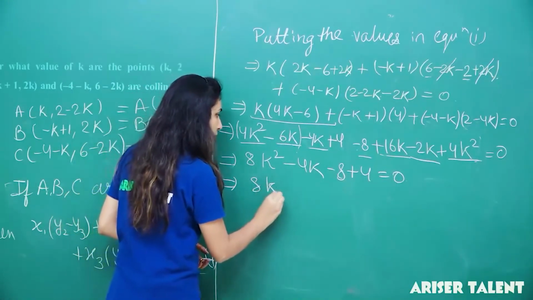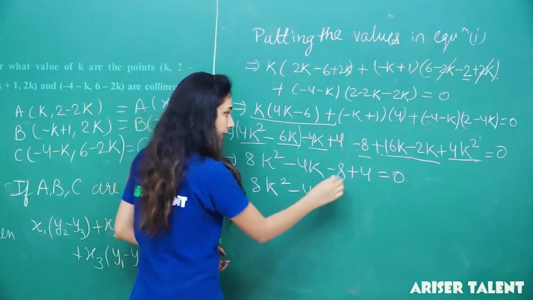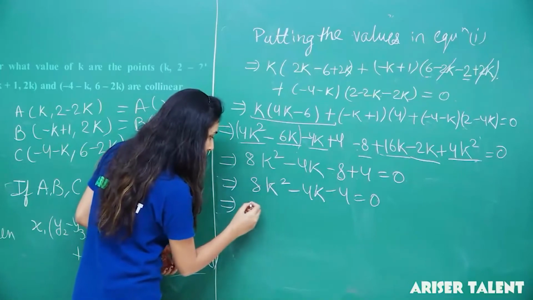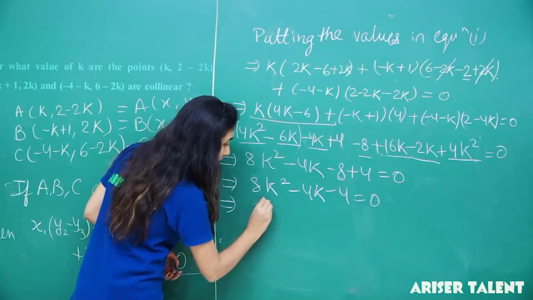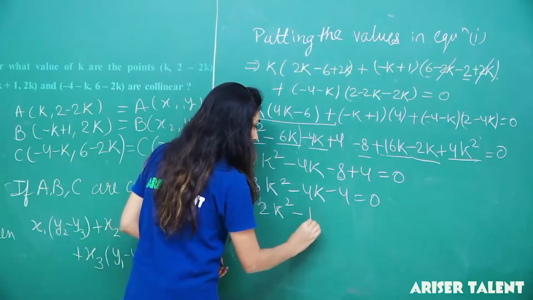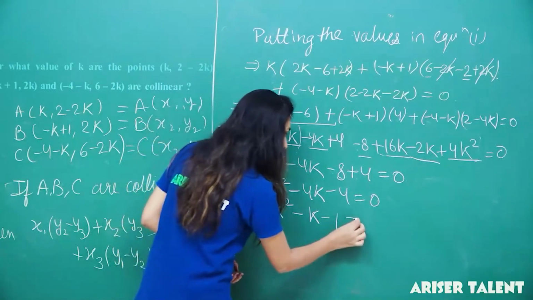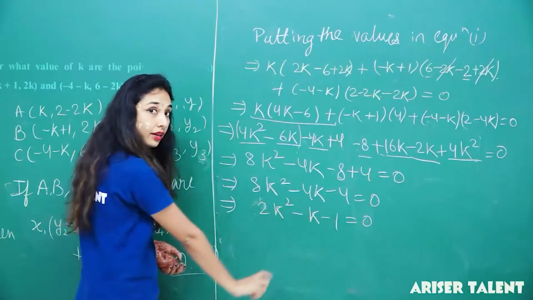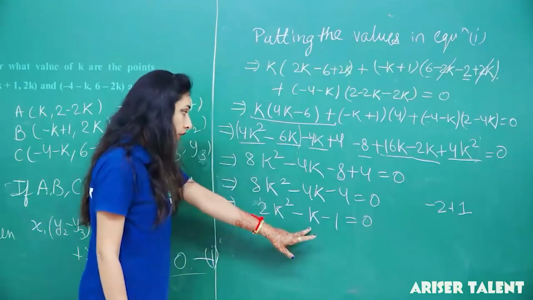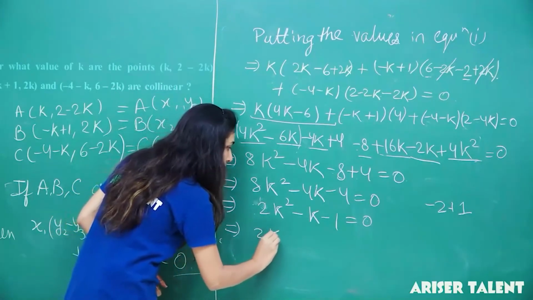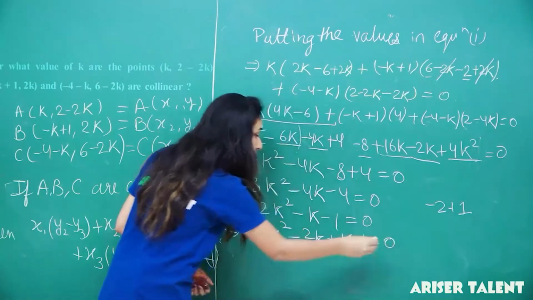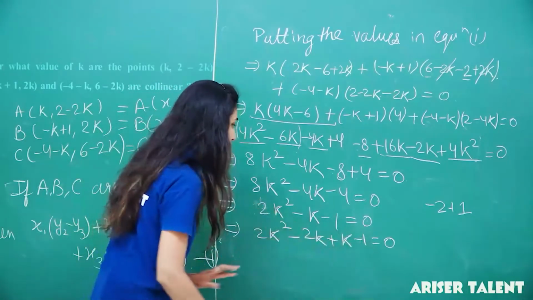So, that will be 8k square minus 4k, and this is minus 4 equals to 0. That's why the answer was a little odd. If we take 4 common here, that will be 2k square minus k minus 1 equals to 0. Now, 2 multiplied by 1 is 2, and minus 2 and plus 1 will give you k. So, 2k square minus 2k plus k minus 1 equals to 0. Now, it is the same: 2k square minus k minus 1 equals to 0.